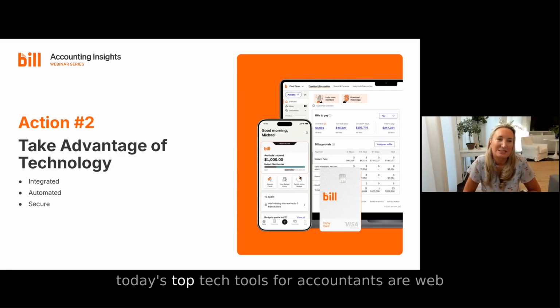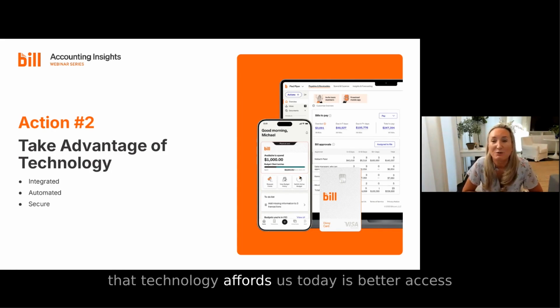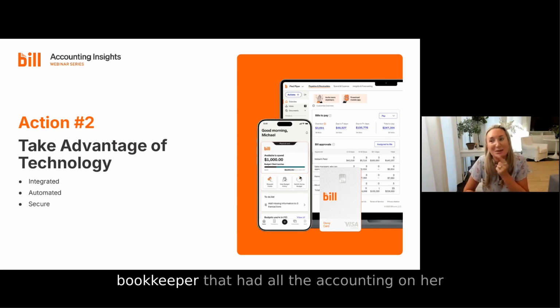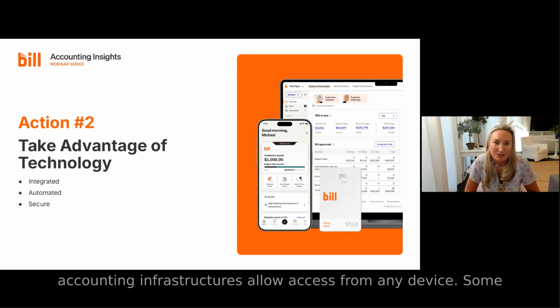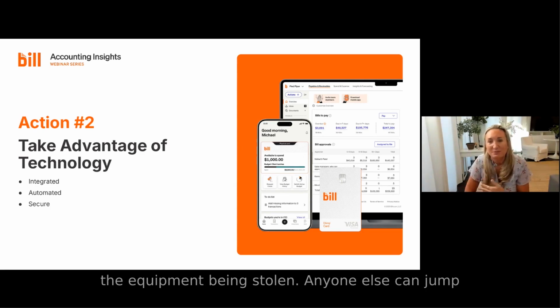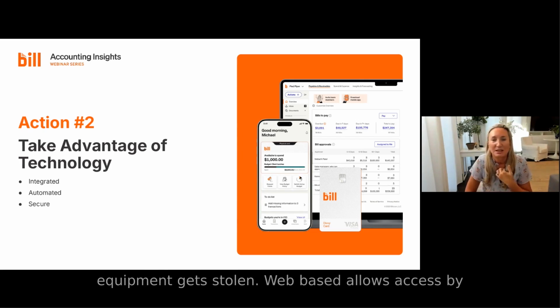Many of today's top tech tools for accountants are web-based. And one of the most important features that technology affords us today is better access to our data. Remember my story about the bookkeeper that had all the accounting on her laptop? Nobody else could see it. Web-based accounting infrastructures allow access from any device. Some people could be on a Mac, some on a PC, tablet, smartphone. It's not vulnerable to the equipment being stolen. Anyone else can jump on it. You haven't lost everything if the equipment gets stolen.